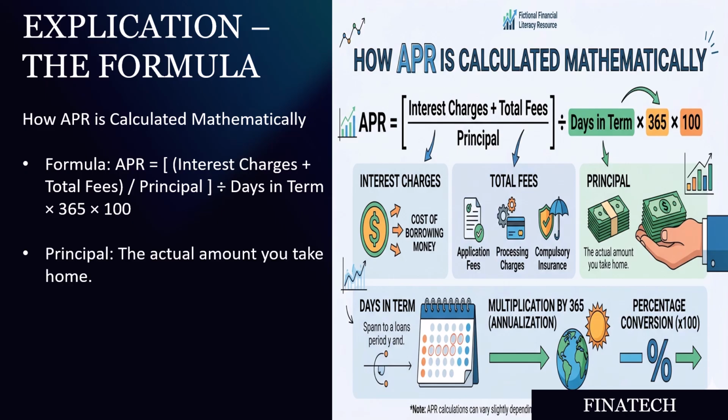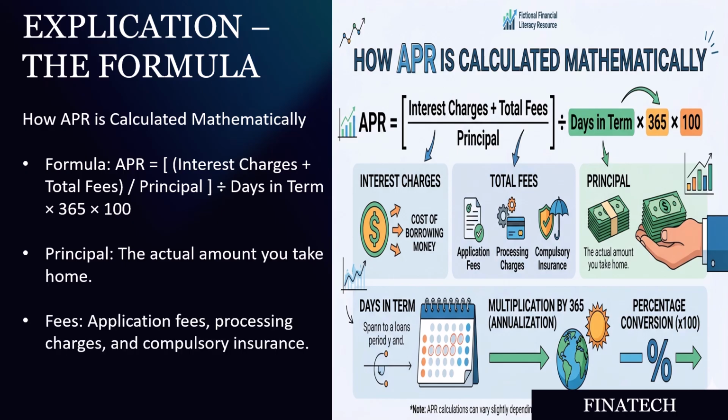This is how we find the two costs. The principal, the actual amount you take home, and the fees: application fees, processing charges, and compulsory insurance.